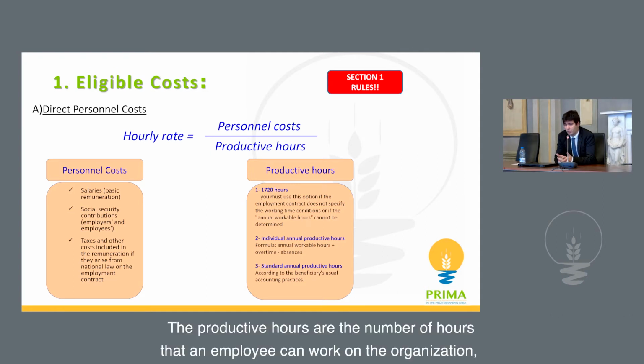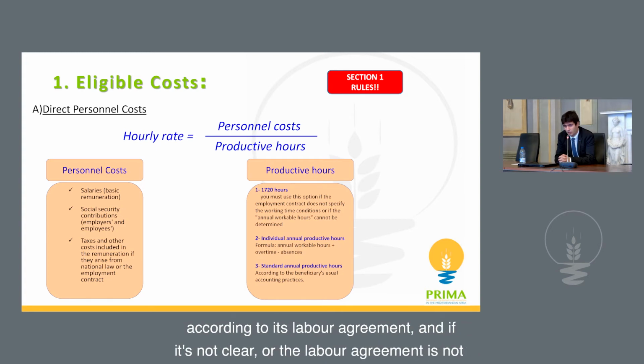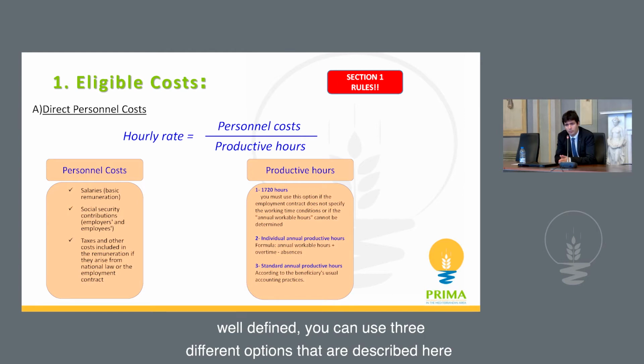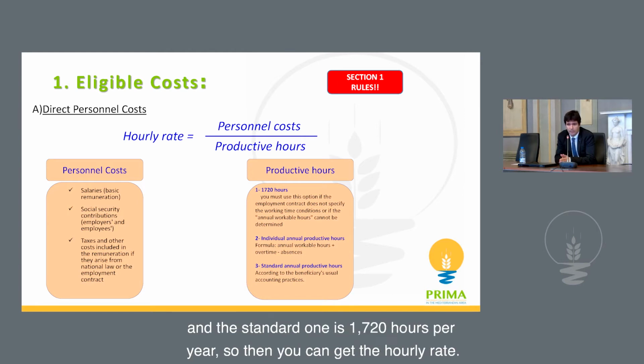The productive hours are the number of hours that an employee can work in the organization according to their labor agreement. And if it's not clear or the labor agreement is not well defined, you can use 3 different options that are described here. And the standard one is 1,720 hours per year. So then you can get the hourly rate.